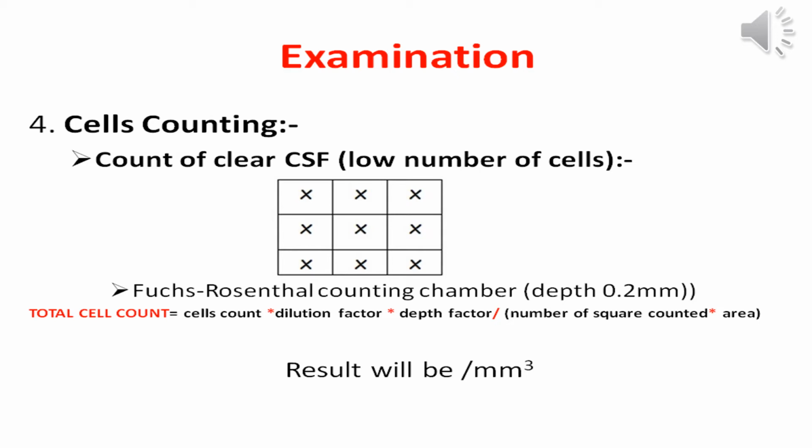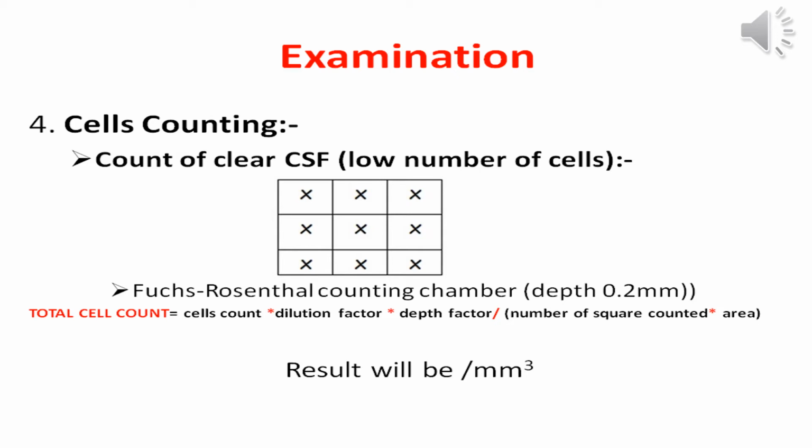In this case, we need to count the 9 squares that are present in one area. We said one area of the chamber contains 9 squares. If the CSF sample is clear, we need to count all 9 squares. This means we said each area in the chamber is composed of 9 squares. In this case, we need to count all 9 squares. There is no need to make a dilution for this sample because the number of white BC here is very low. So the dilution here will be 1. There is no dilution.